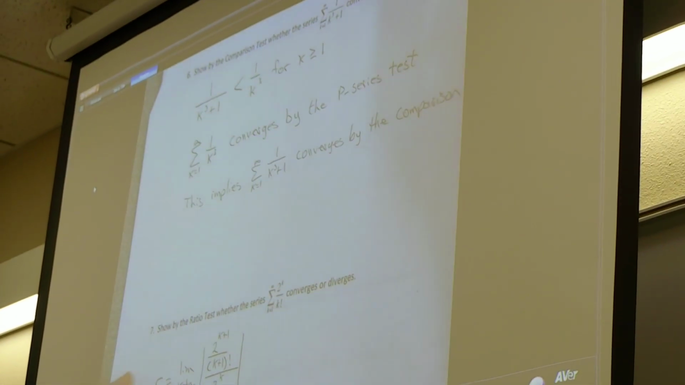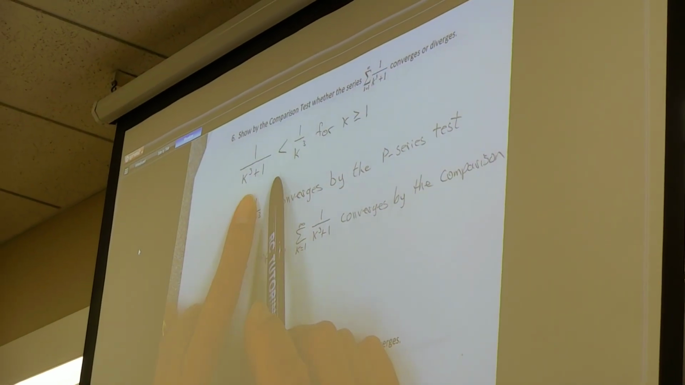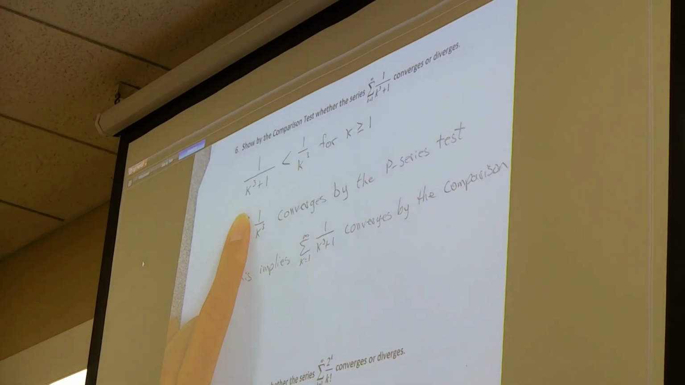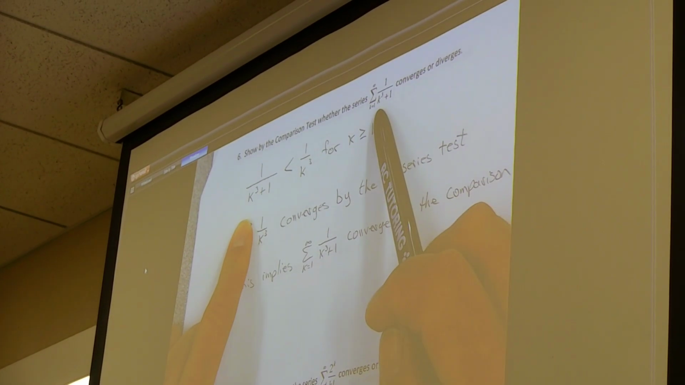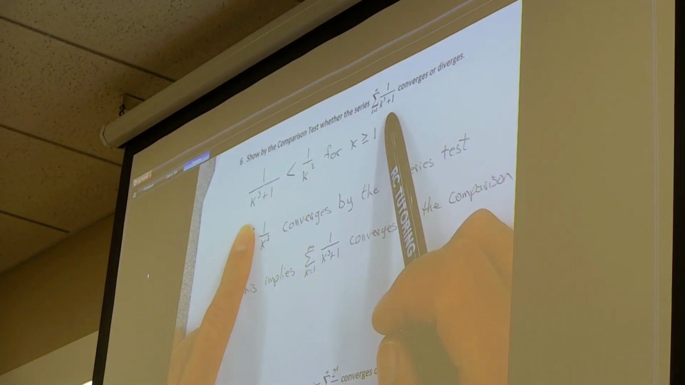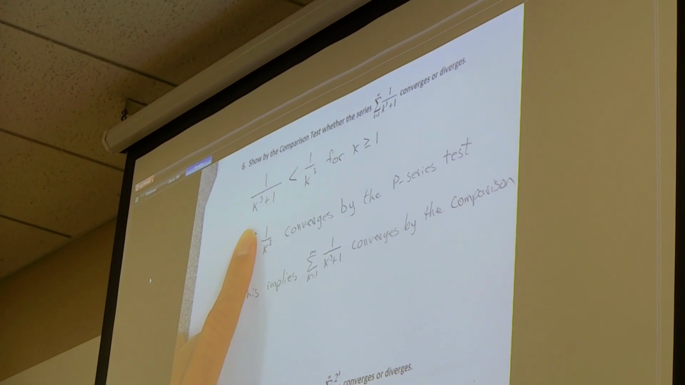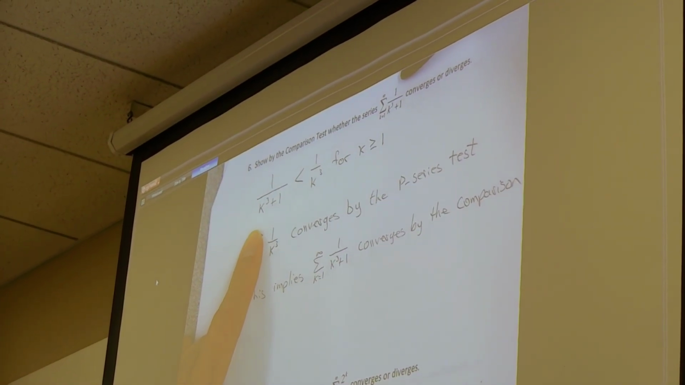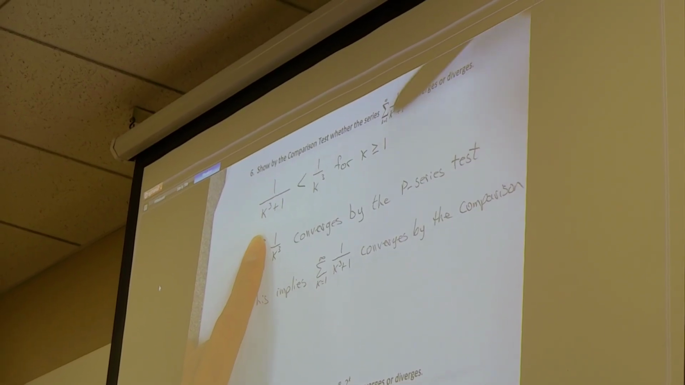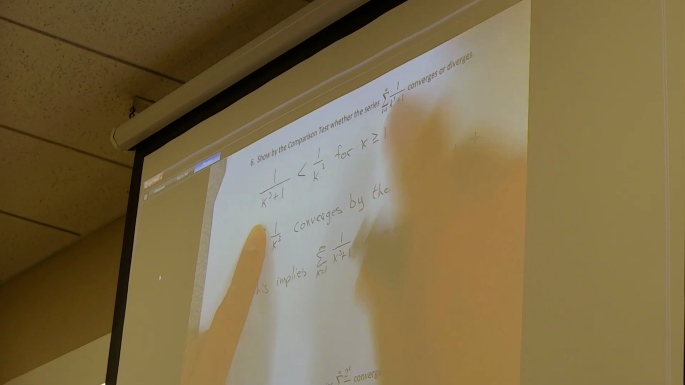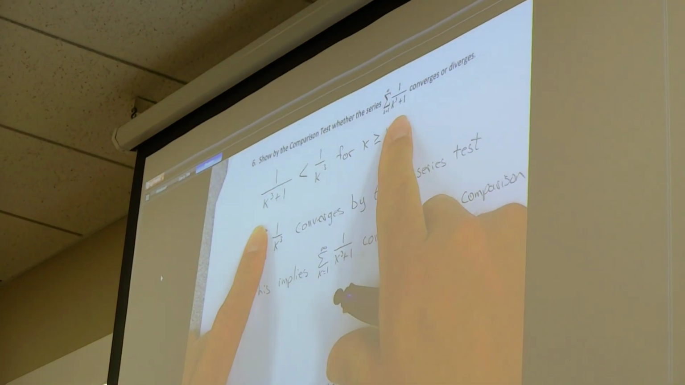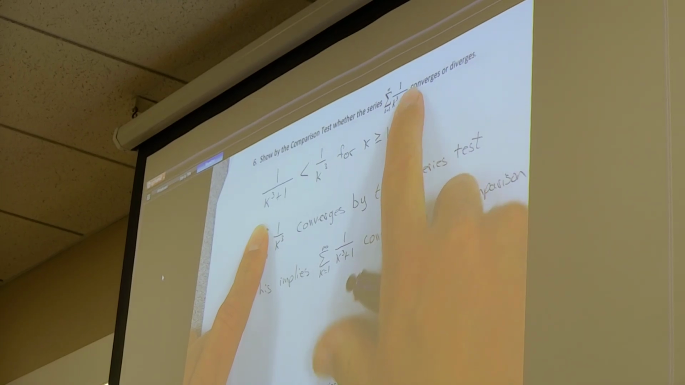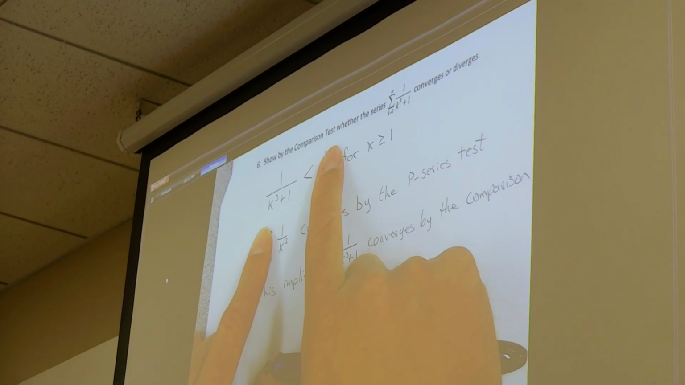show by comparison test. So I really need to see this statement. You need to show me that this is less, so wait, back up. We see a k to the third in the bottom. So by p-series, we suspect, our hunch, our educated guess, is that this is going to converge. Now we can't apply p-series to this because of the plus 1. If the plus 1 was not there, then we could use p-series. So that's why we need the comparison test.